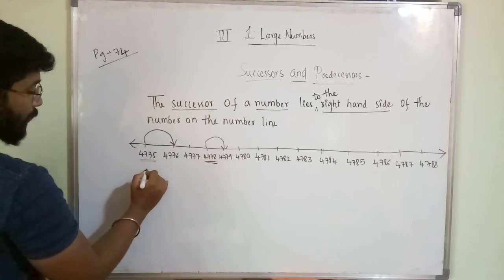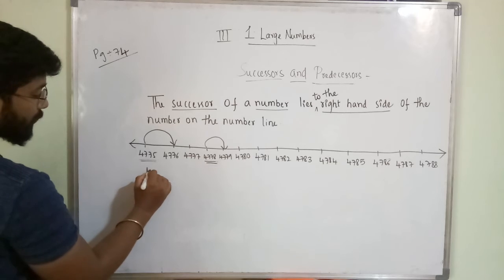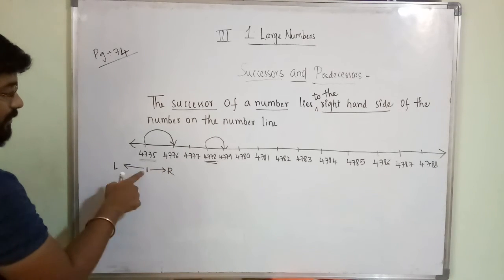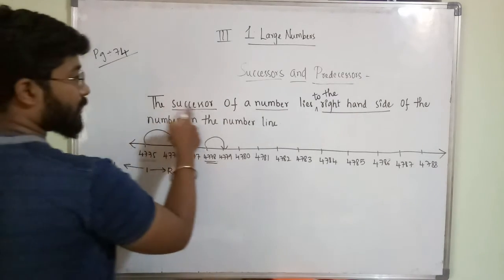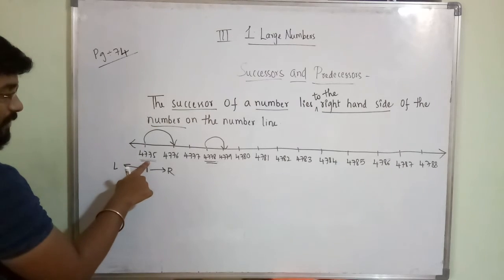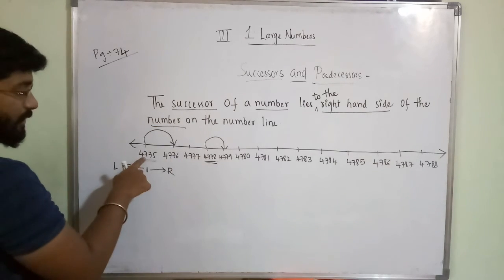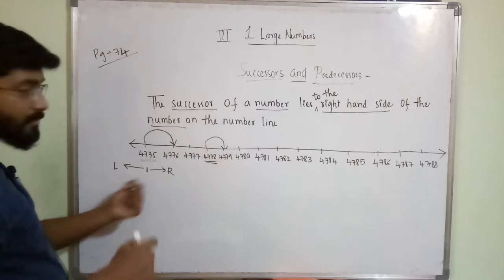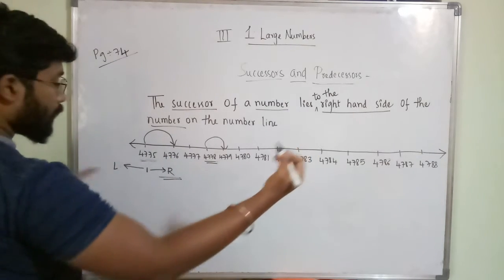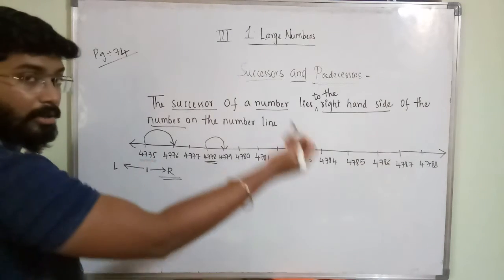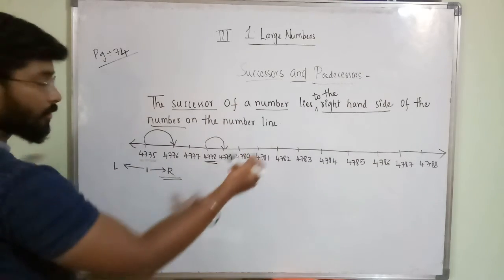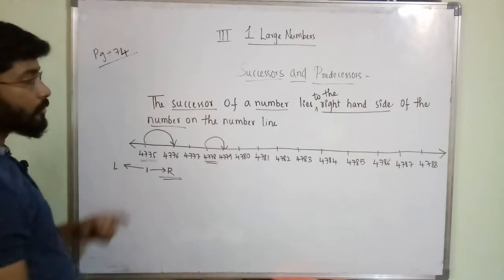So this is the number, this is the right hand side, this is the left hand side, no? So he is telling the successor of a number lies to the right hand side of the number. I want the successor of this number, means this number is the successor of this number. 4775's successor is what? 4776, which is right side to the 4775. It is right side only, no? 4776 is right side to this number only, no? Which number? 4775.